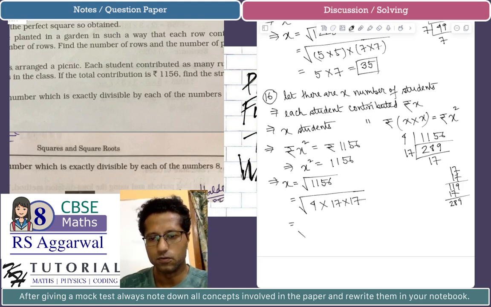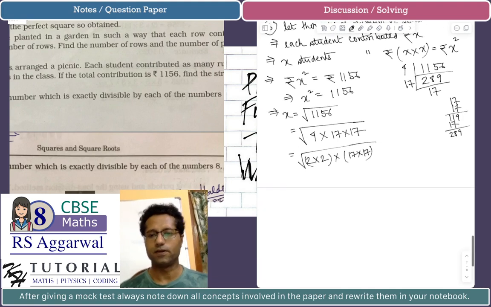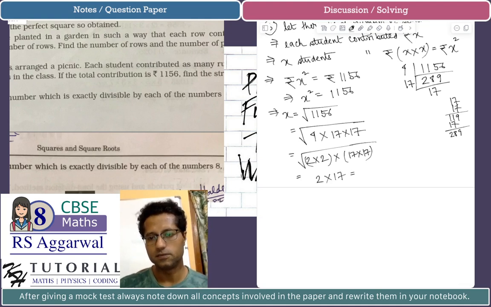This is equal to 2 multiplied by 2 multiplied by 17 multiplied by 17. Using the prime factorization method for finding the square root, we take one factor from each pair of equal factors. So it is 2 multiplied by 17, that is 34.